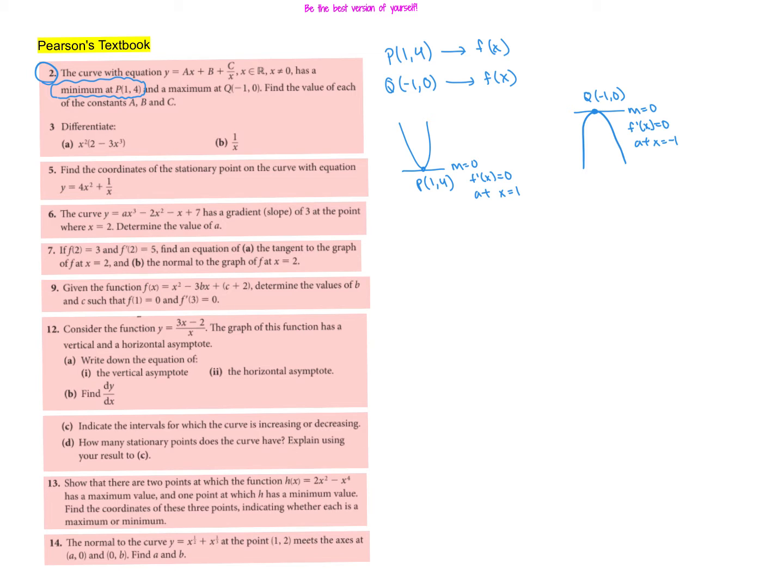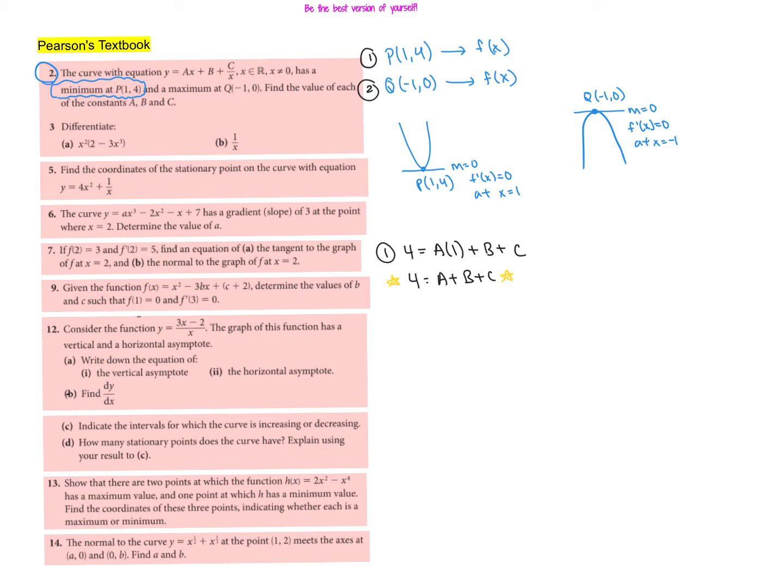Okay, so let's just plug in the information. I'm going to plug into the original function when y is 4, x is 1. c over 1 is just c, okay? So we have 4 equals a plus b plus c. This will help us later on.